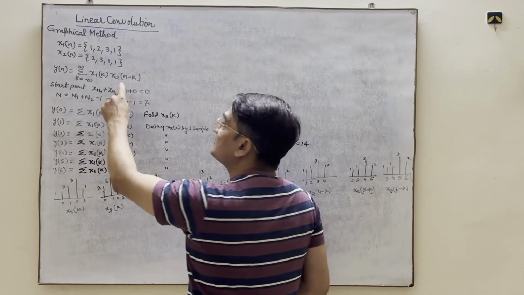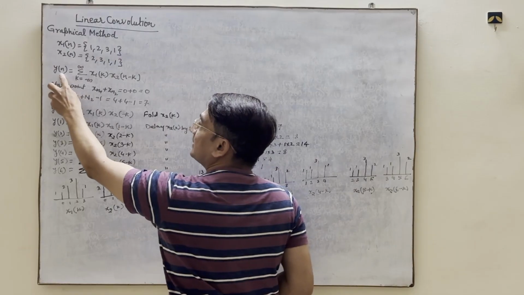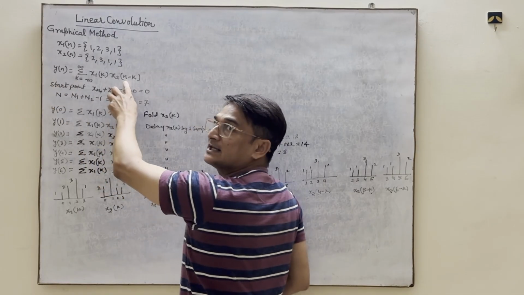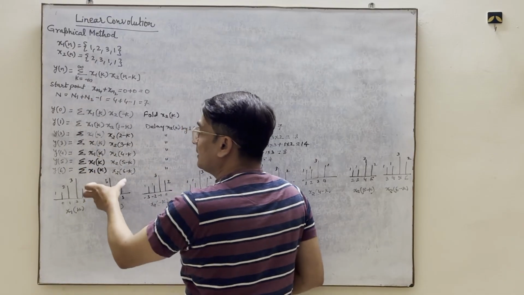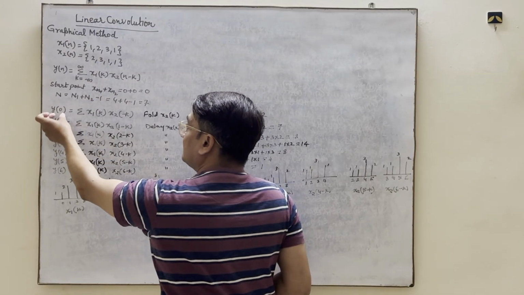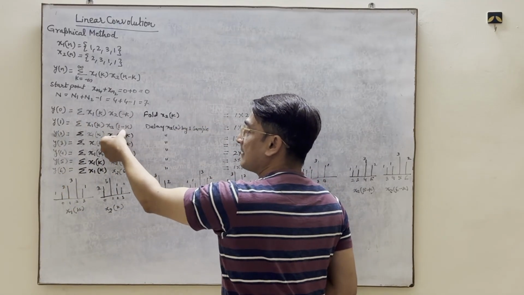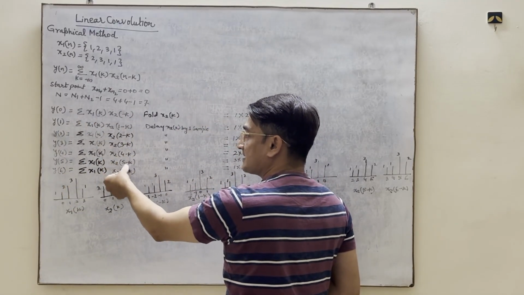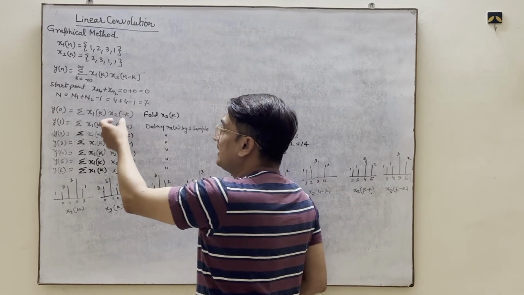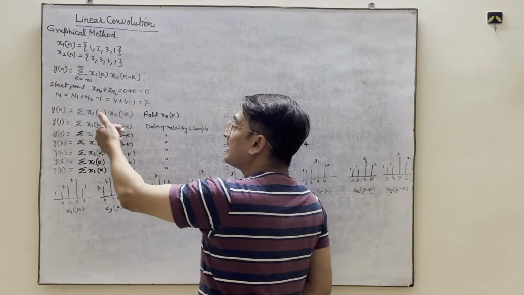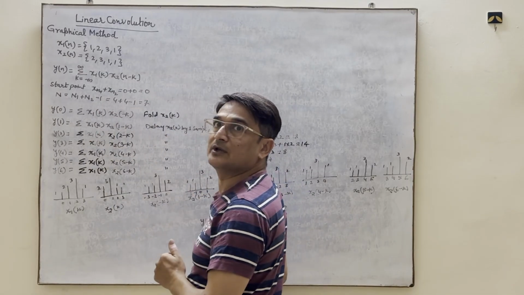Now what we are doing is putting different values of n in this formula. If n is equal to 2, it will become 2 minus k, n equal to 3, it will become 3 minus k, and so on. So I have written this formula from y0 to y6. It will be minus k, 1 minus k, 2 minus k, 3 minus k, 4 minus k, 5 minus k, and 6 minus k. So first you have to fold x2[k], and then you have to delay your x2[minus k] by 1 sample in every sequence.